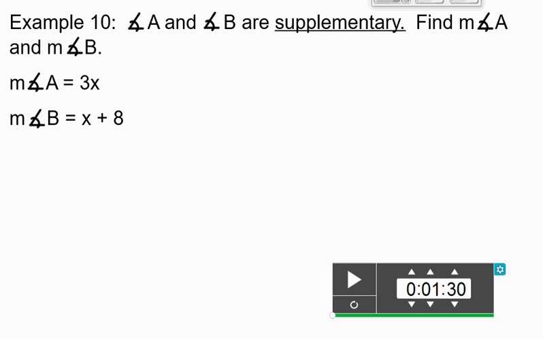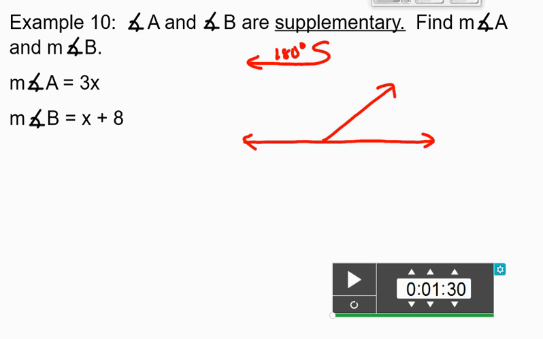Similar situation, A and B are now supplementary, which means they make a line. Supplementary makes a 180 degree line. So I'm going to draw my little 180 degree angle, and then I'm going to have a ray coming out, something like that. So I'm going to call this angle A. It doesn't really matter which one you call A or B. You can pick them in any order. So I'm going to call angle A 3x, and I'm going to call this angle B, which is x plus 8. So this, the x plus 8 plus 3x, has to equal 180 degrees.